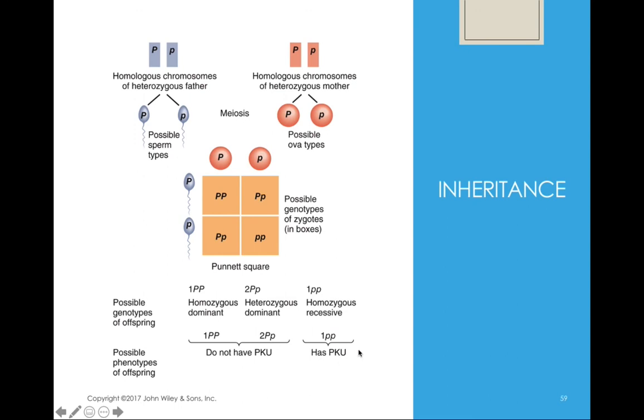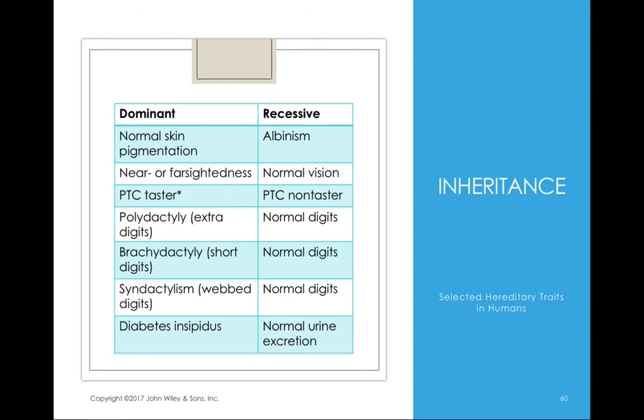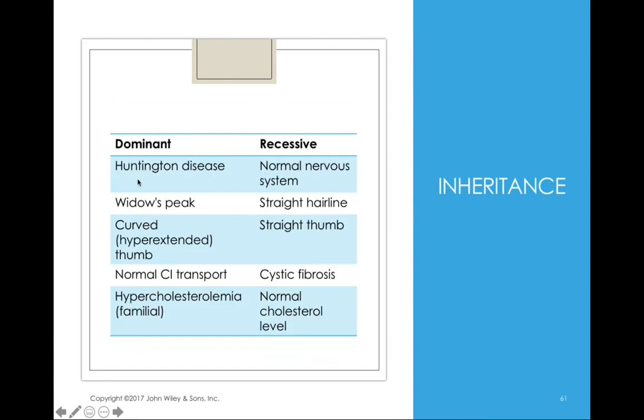A few other examples of traits that are passed on with this simple dominant recessive inheritance pattern are albinism, myopia, hyperopia, diabetes insipidus, Huntington's disease, and a widow's peak. These traits are quite diverse, but they're all passed on in the ways that were just described.